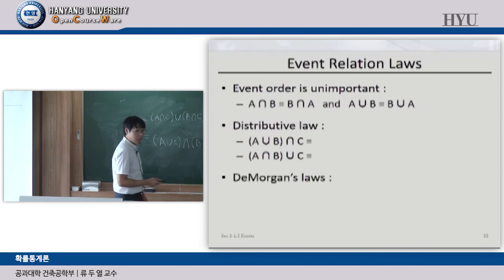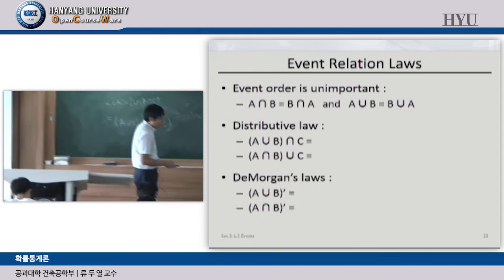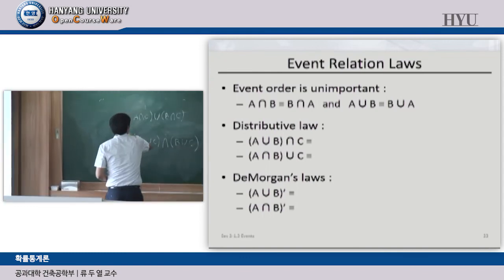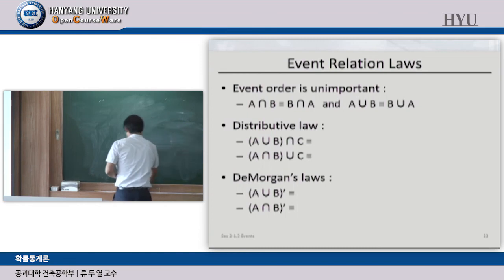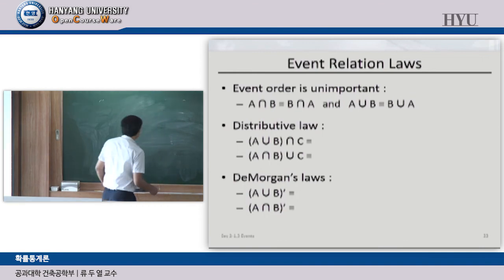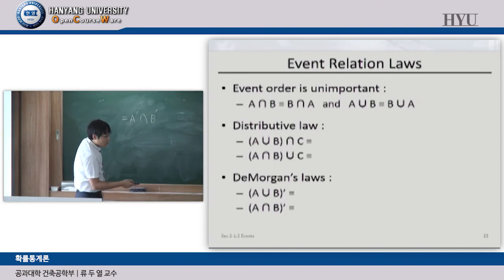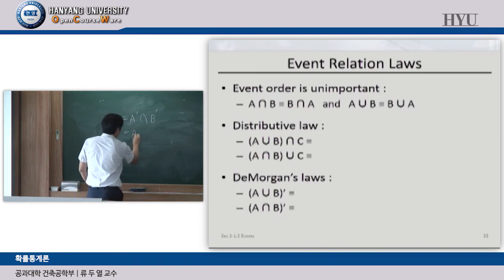And there is also De Morgan's law. Based on De Morgan's law, we can express these two equations in different forms. For example, the first equation is the complement of the union of event A and event B. And this can be expressed by the complement of event A intersection the complement of event B. That is De Morgan's law. And also, the bottom equation can be expressed as the complement of event A union the complement of event B.